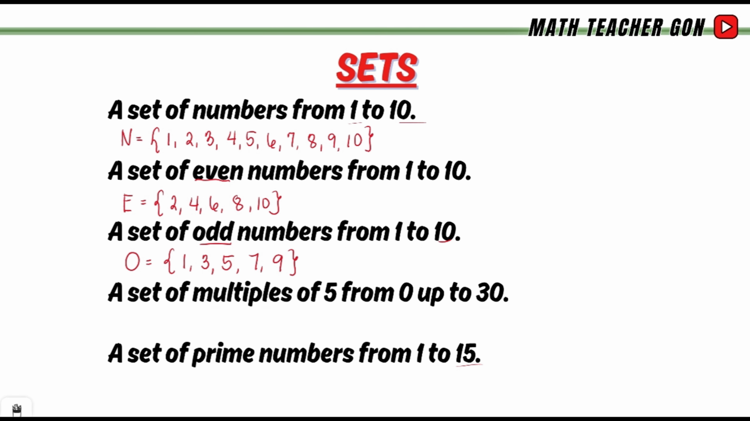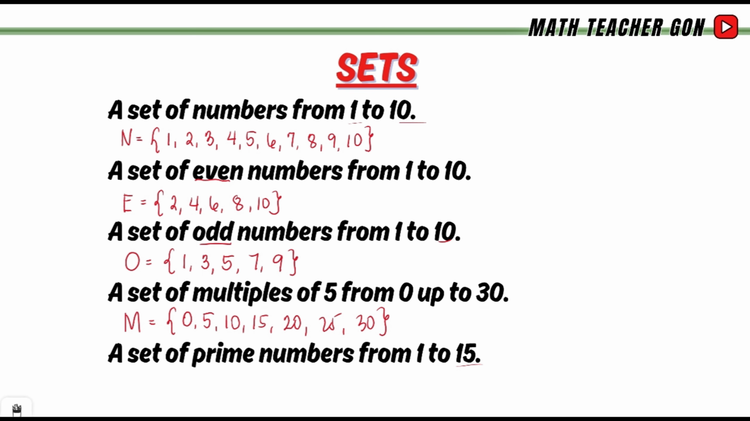Another one is a set of multiples of 5 from 0 up to 30. Let's use M. Multiples of 5 include 0, 5, 10, 15, 20, 25, and 30. Okay, so these are the multiples of 5.